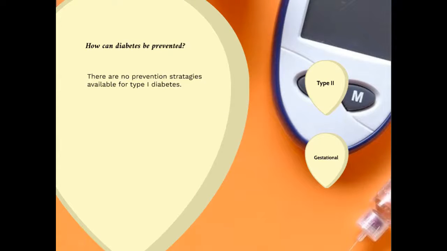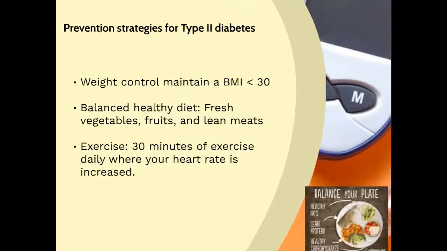So how is it prevented? Well, there are no prevention strategies available for type 1 diabetes since this is an autoimmune disease and we don't quite know why it happens. So we can't really prevent that one. Type 2 diabetes, weight control. You want to maintain a BMI less than 30. Balanced, healthy diet, fresh vegetables, fruit, and lean meats. If you're eating carbs, make sure they're healthy carbs. Exercise 30 minutes every day where you're getting your heart rate increased.